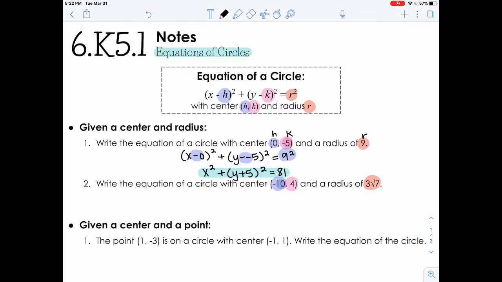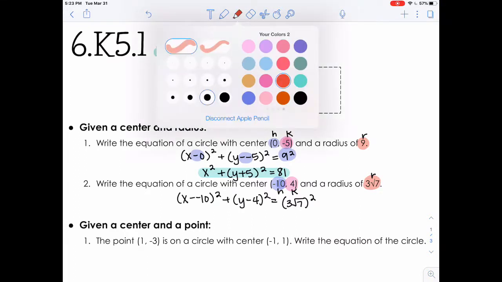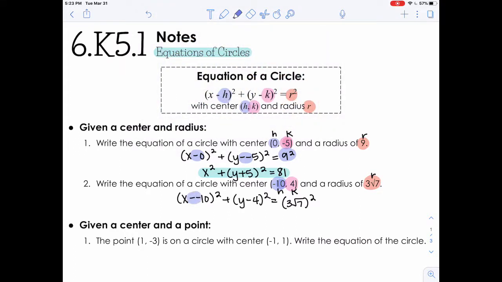We have our h value of -10, our k value of 4, and then our r value of 3√7, which is a little bit trickier than what we had above, but still manageable. So let's start with plugging in our numbers. x minus -10 squared plus y minus 4 squared is equal to 3√7 squared. Okay, and then what we want to do is simplify if possible. I see some double negatives here, and then I know I can simplify this number. It might take a little bit of work, but we can do it.